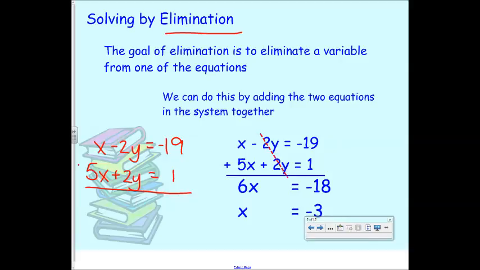So if I add these together, what happens to x and 5x if you add those together? 6x. What happens to negative 2y and positive 2y? They're gone. So those cancel out, you don't have anything there. So then what do you have when you have negative 19 and 1? What does that give you when you add it together? Negative 18. So all of a sudden, when I put my 2 equations together and added them up, what happened to the y? It's gone.